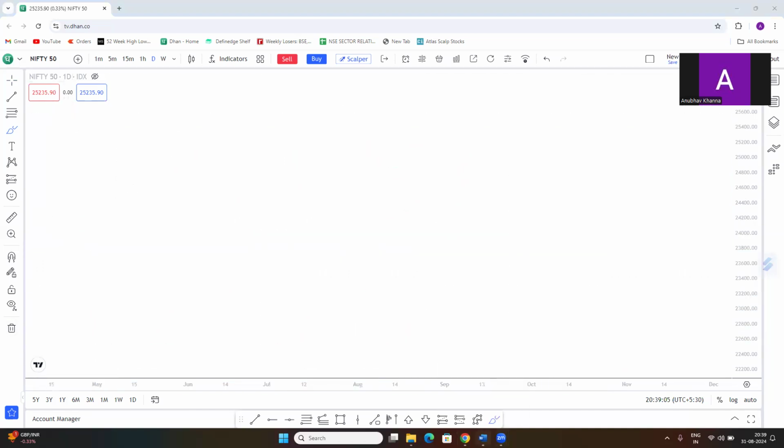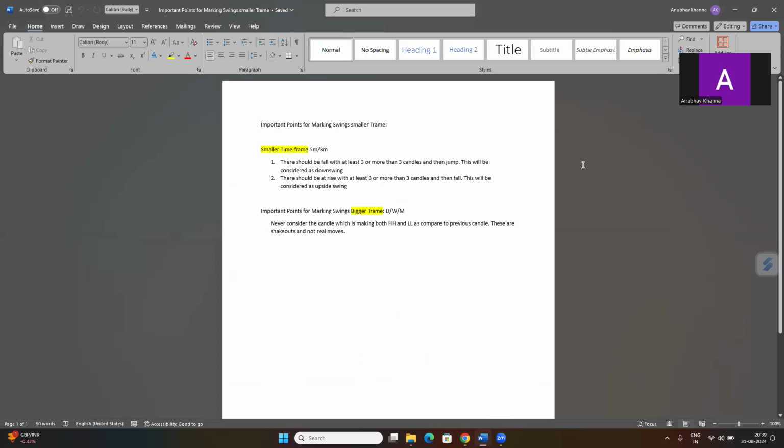I have written down a few important conditions to figure things out, right? So first is a smaller time frame, another is a bigger time frame. On the smaller time frame, what is important? I'll share this document with you in the group. But what you should know is, in case we want to see any upswing, there should be a rise with at least three or more candles. So this is very important.